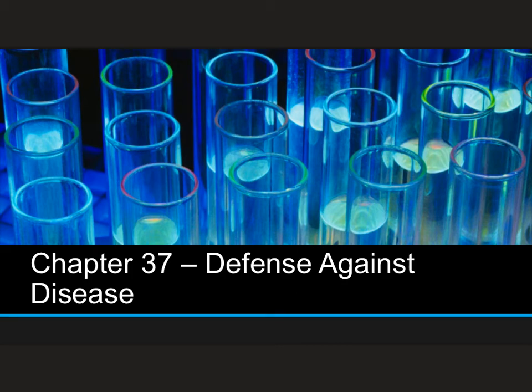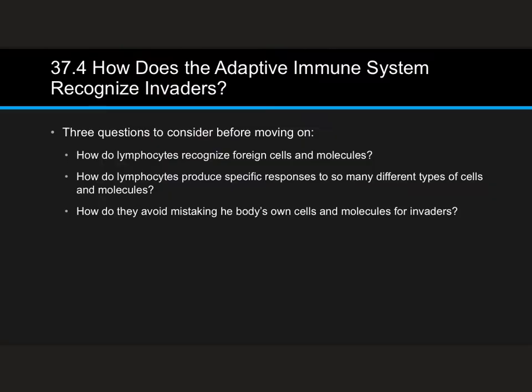Welcome back, guys. We're going to cover section 4 today out of chapter 37. It's going to basically be some additional information on the adaptive immune system. Okay, so here are the 3 questions we want to think about as we're going through this.